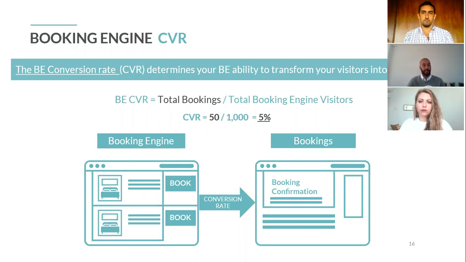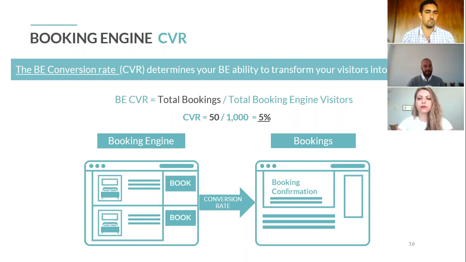So it's not part of your website, you haven't built it yourself, but you're using a third party as a booking engine. In this case, the way to calculate it would be, again, your total number of bookings divided by your booking engine visitors. So only people that have actually made it to the booking engine, not your total website visitors, but the ones that are taking the next step. In this case, you're looking at 50 bookings divided by 1,000 visitors, which gives you a 5% booking engine conversion rate.